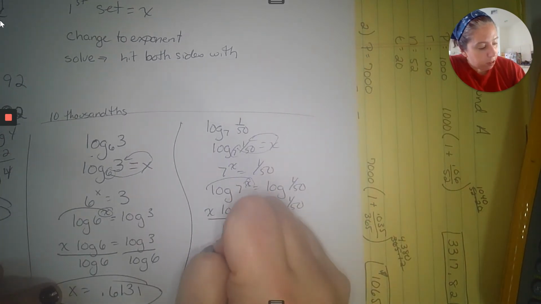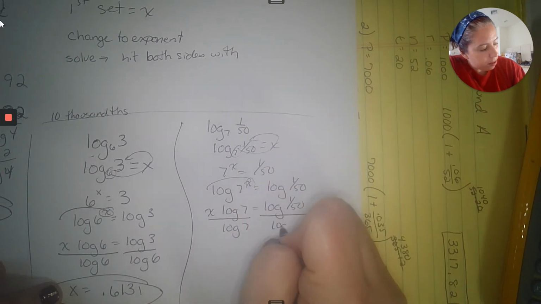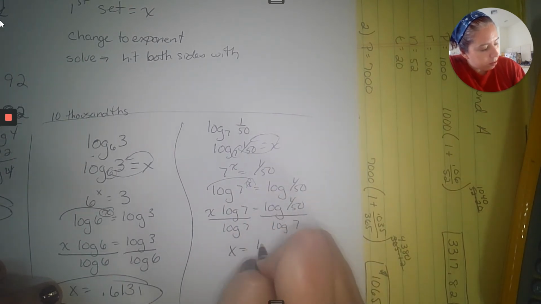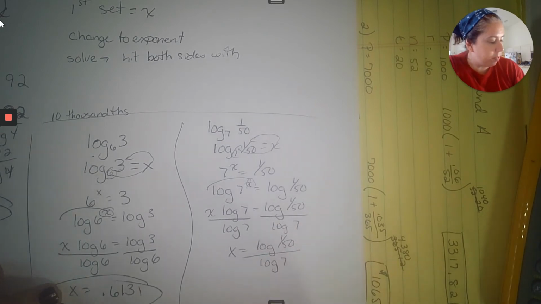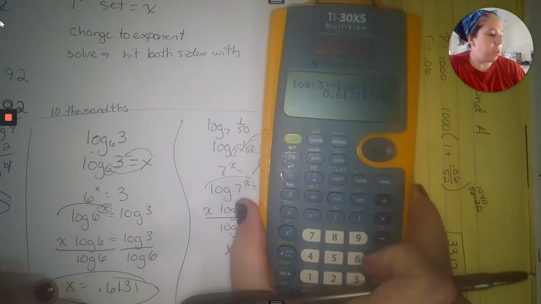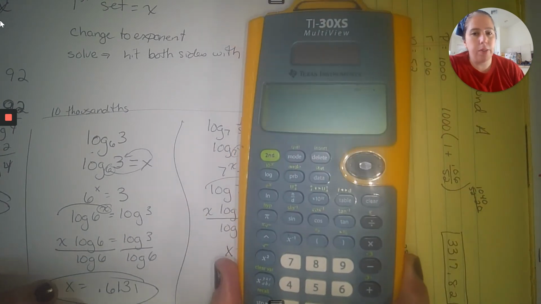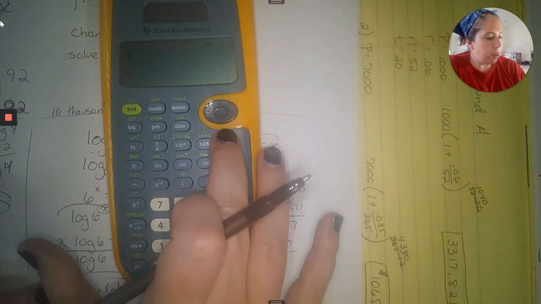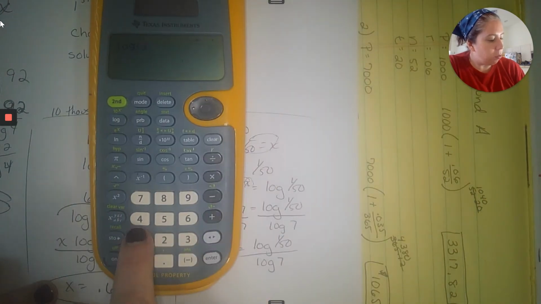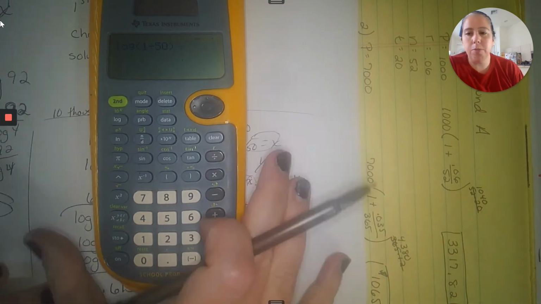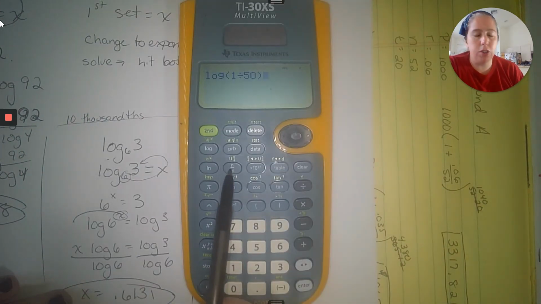Divide both sides by log 7. So x equals the log of 1 over 50 divided by the log of 7. Okay, if we're going to use this calculator right here, you're going to do log of 1 divided by 50. There is a fraction button here, guys, right here. You can actually use that.